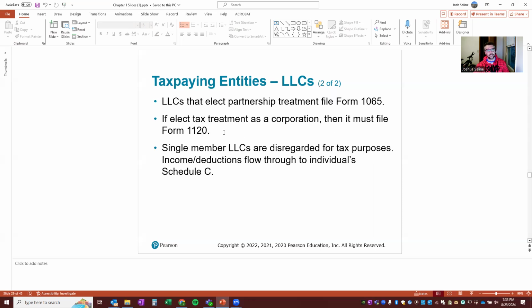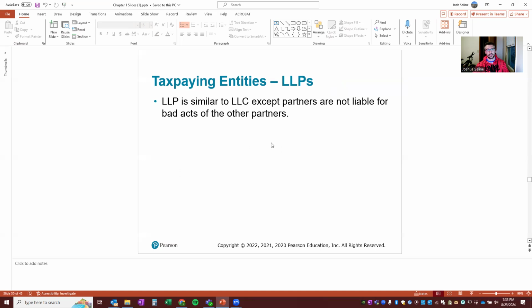What else do we have here? LLCs that are like partnerships file a 1065, not different than any other partnership. If it's a corporation, 1120, not different than any other corporation. Single-member LLCs are disregarded for tax purposes. You'll probably see that term a lot, disregarded for tax purposes. It means that it doesn't have a separate tax filing to report. It gets reported on the individual's 1040. LLP, it's a limited liability partnership, similar to an LLC, it's just that it's partners.